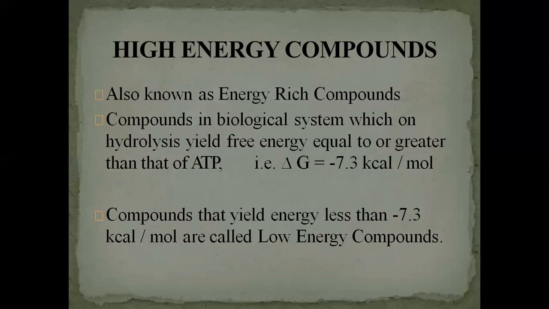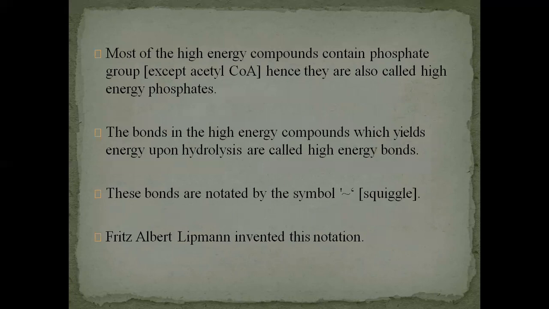It is only a notation or representation. The negative sign shows that in this thermodynamic system, energy is being released. So the compounds which release energy equal to negative 7.3 kilocalories or more than this are known as energy-rich compounds or high-energy compounds. Compounds that yield energy less than negative 7.3 kilocalories per mole are called low-energy compounds. Basically, our topic to cover in this chapter is high-energy compounds. So, some important high-energy compounds of the biological system we will discuss in detail.